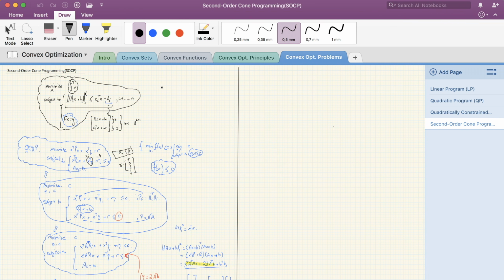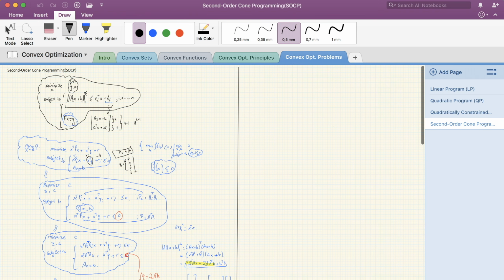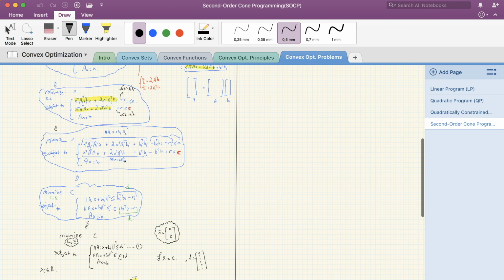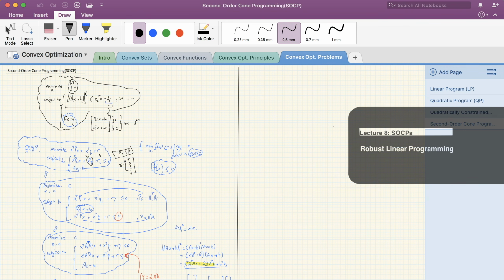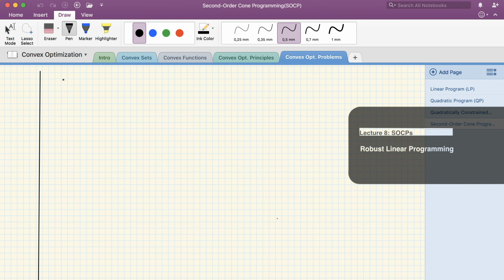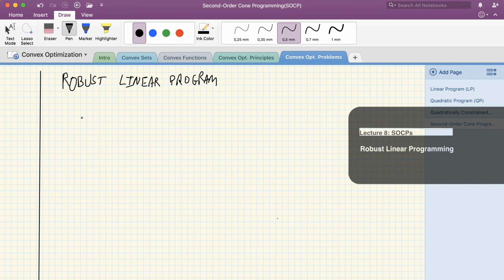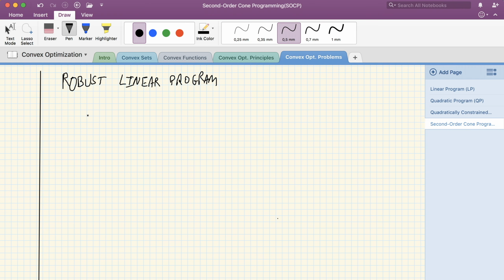So up till now, we've defined an SOCP and seen how a QCQP is a particular instance of the more general SOCP. Now let's see one application of SOCP, which is robust linear programming. So a robust linear program is a linear program with an additional constraint. Let me show you how. And to what is it robust? So we're minimizing linear cost subject to some inequality constraints. Now the problem as is just an LP, right?